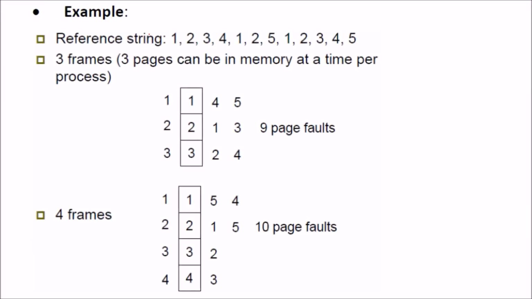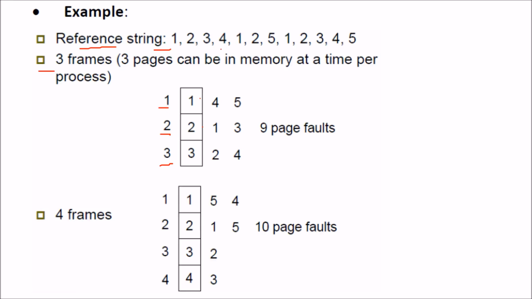As you see here, we have a reference string. These are, say, the pages. We have 3 frames, so these 3 pages can be in memory at a time per process. So we have 3 frames here, 1, 2, 3. If 1, 2, 3 come, 1 will be placed here, 2 will be placed here, 3 will be placed here, because there is no page inside these frames. So there will be 3 page faults.